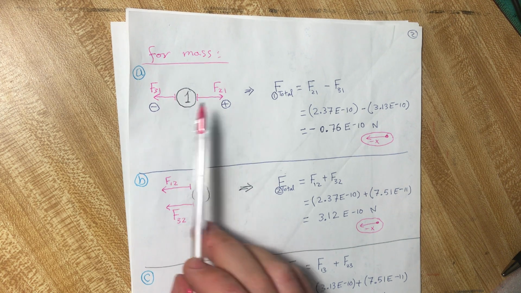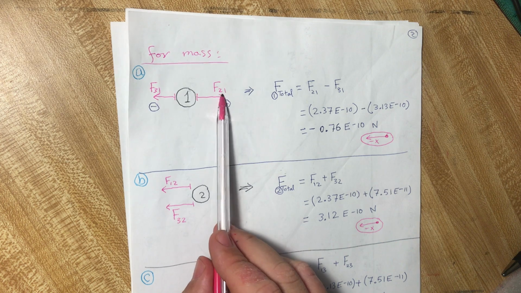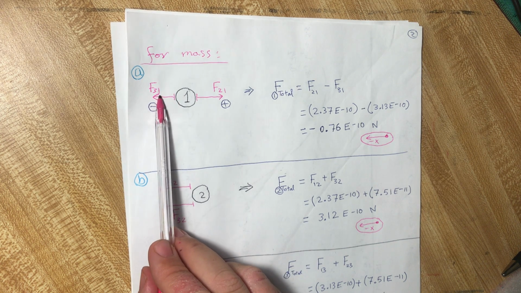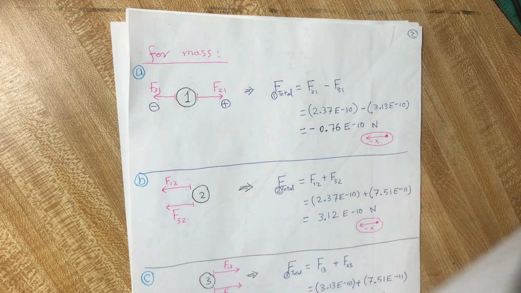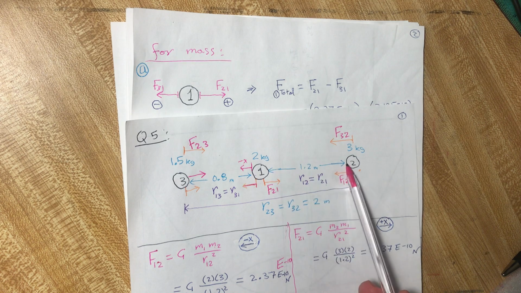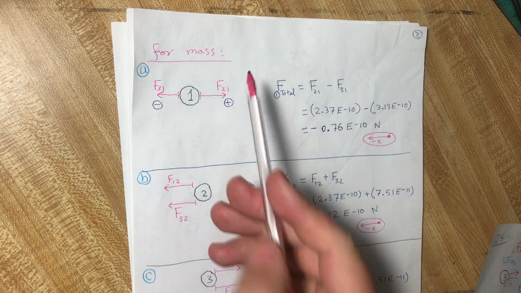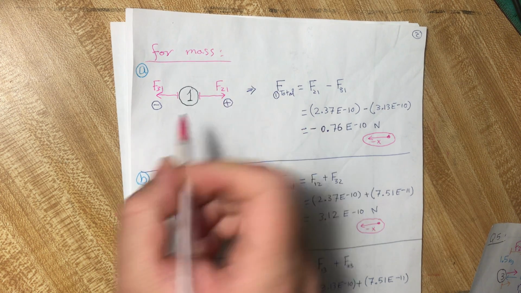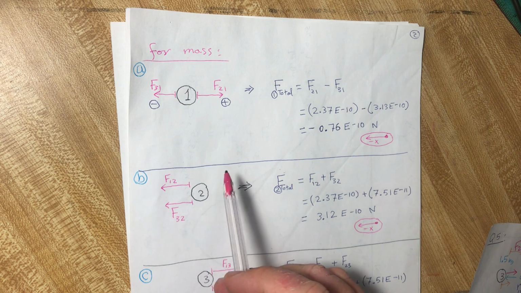This is the first object. We have the attractive force between the first and the second, and the attractive force between the first and the third. This force with the second object is to the positive x-axis, and this one to the negative x-axis. So this is positive and this is negative. We need to suppose a positive direction and negative direction.